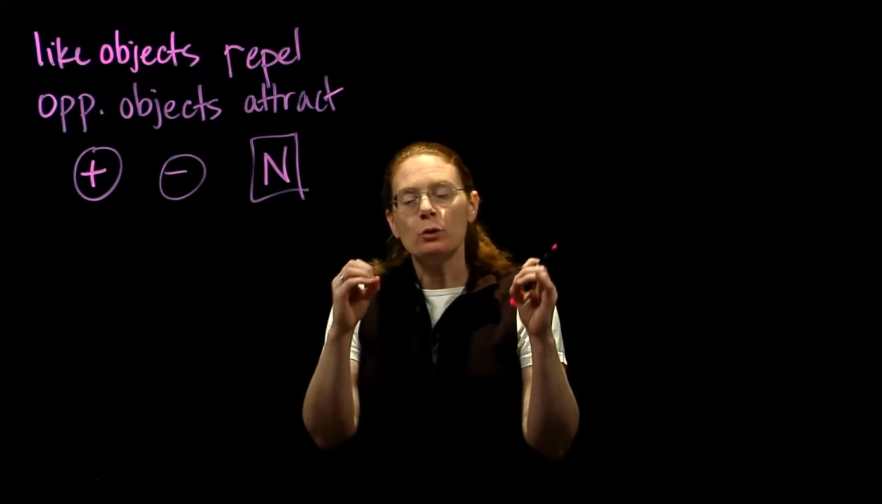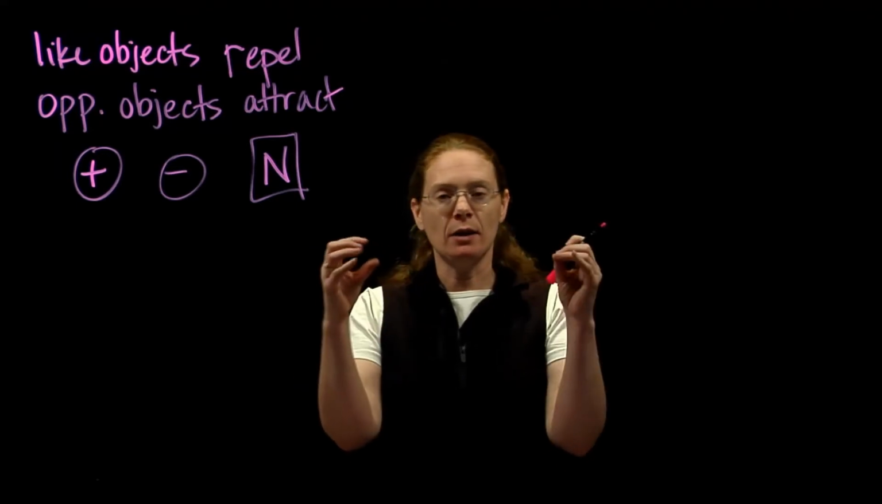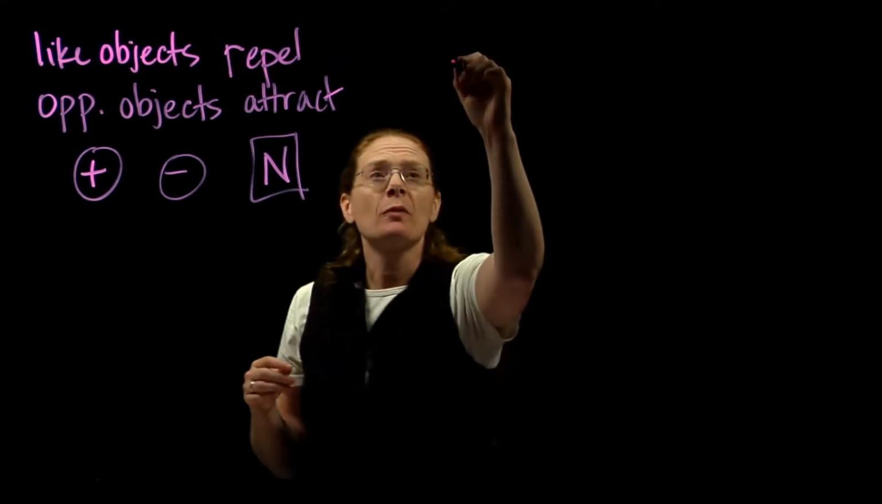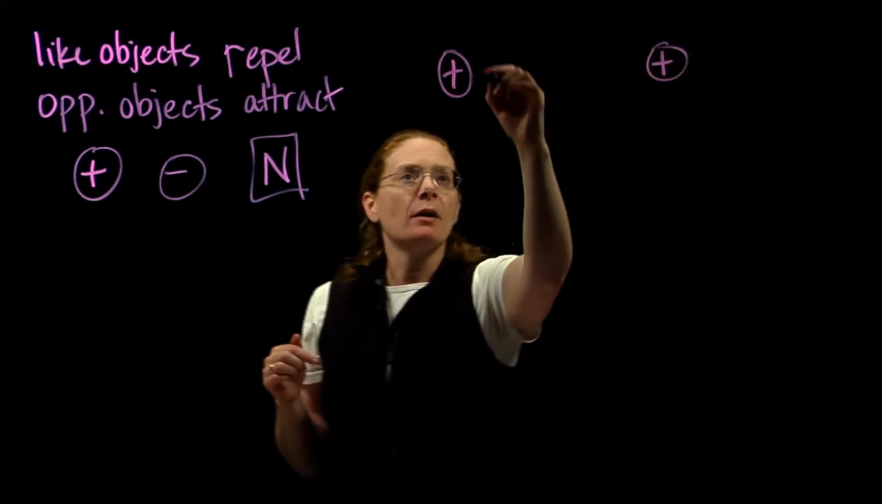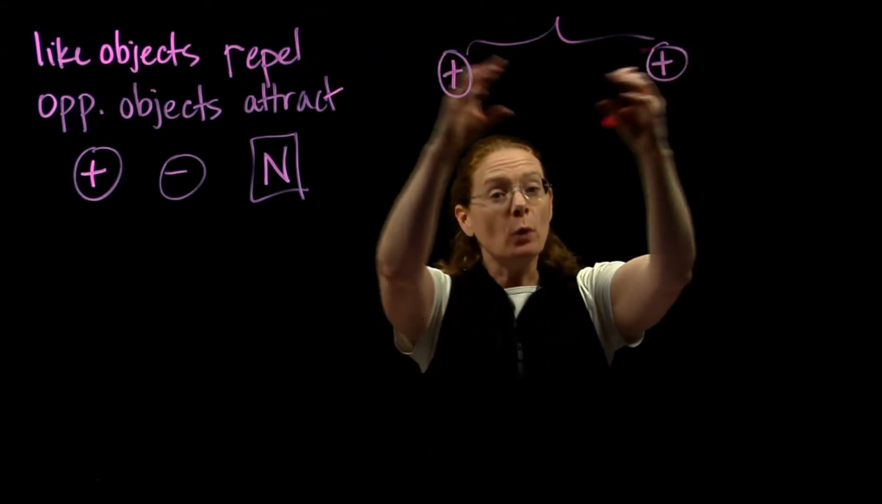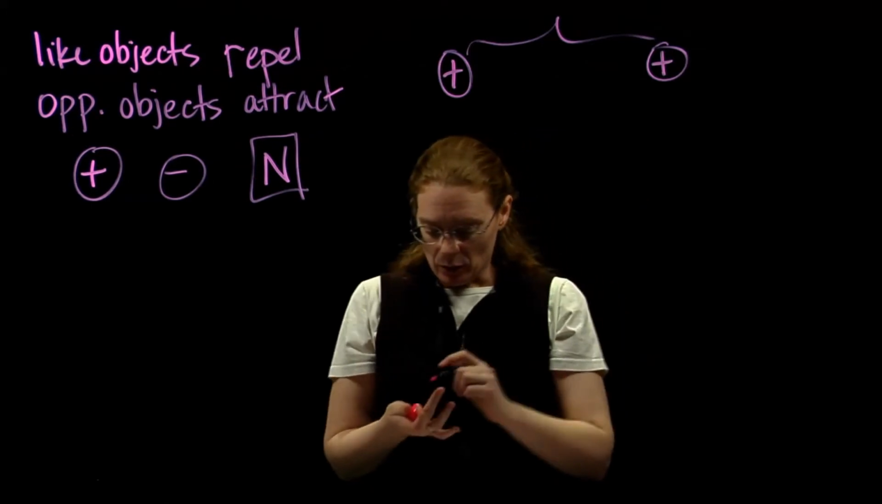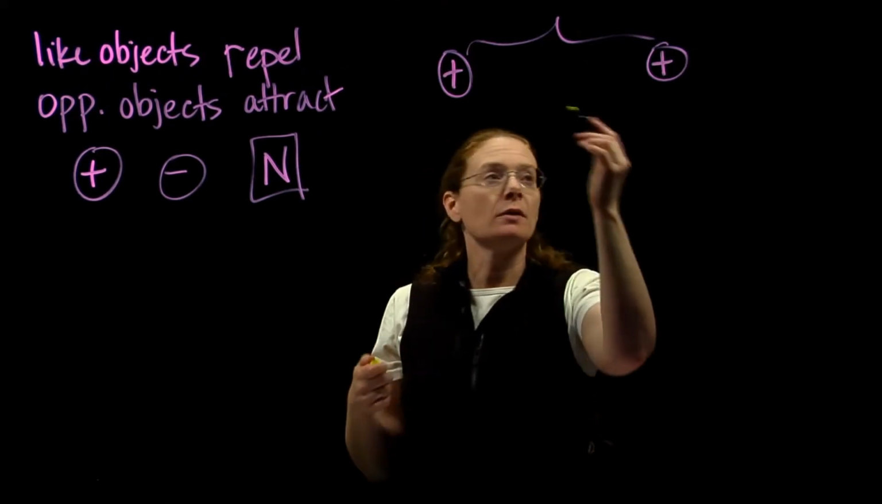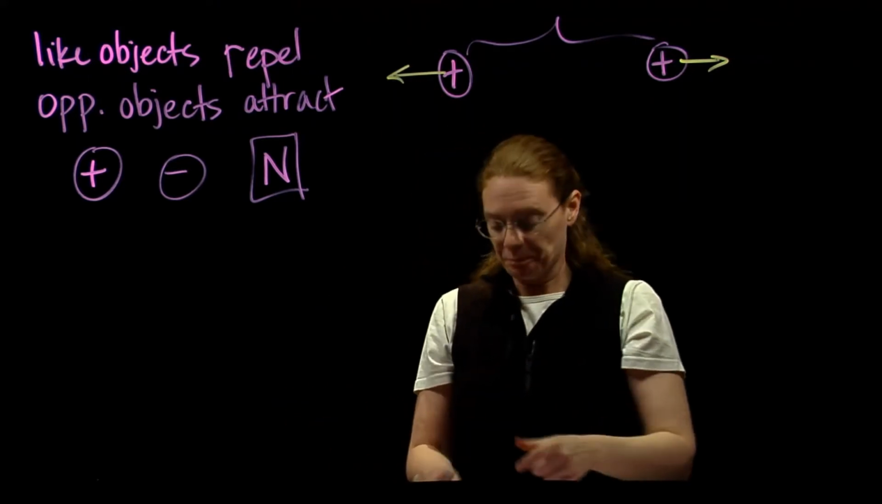So when we have two charged objects, we can talk about different things causing different forces between them too. So if I have a positive, and they're a certain distance away from each other, then they're going to exert a force on each other. They're like, so they're going to repel. So the one on the left is going to repel the one on the right, and the one on the right will repel the one on the left.